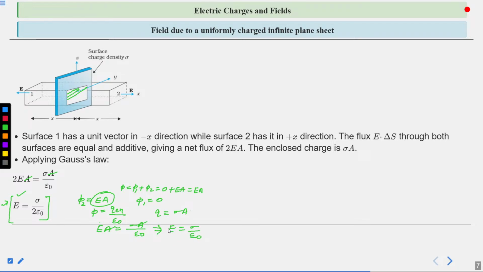Yes or no? If we talk about only one face, suppose the second face, in that case the electric field E due to a uniformly charged plane sheet at the second face of that sheet is sigma upon epsilon naught. Clear? And due to both faces, first face and second face, E is equal to sigma upon 2 epsilon naught. Clear? So this is the main difference, and this is important for the exams.